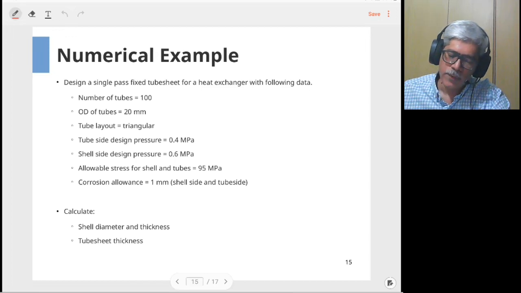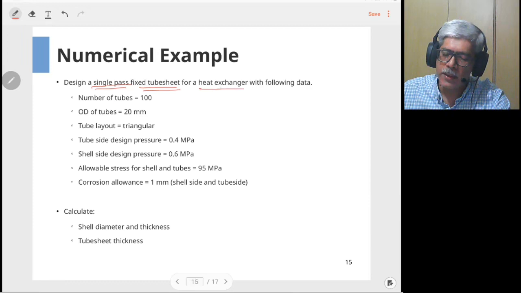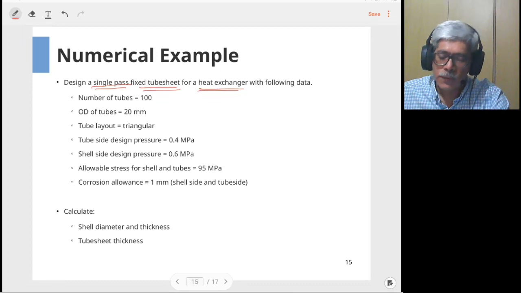So for this purpose, we are considering a single pass fixed tube sheet heat exchanger with the data as given here. So we are having this particular data which we'll use for our calculation.